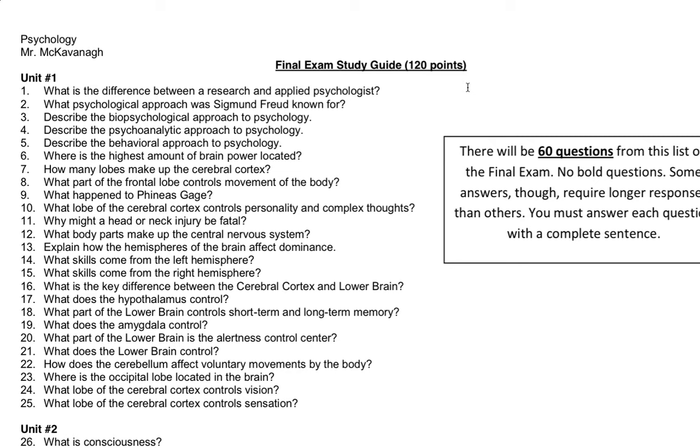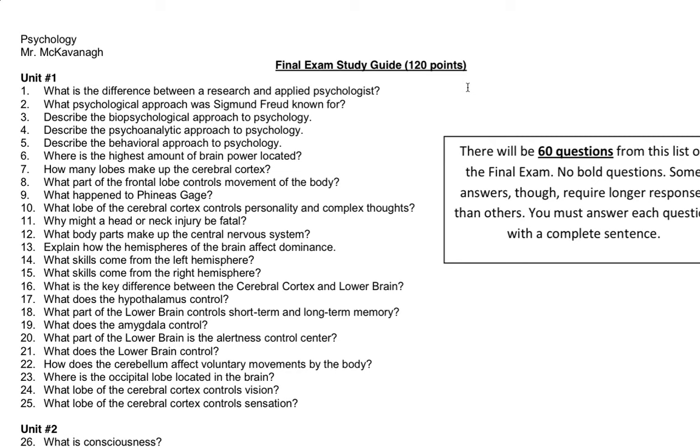What body parts make up the central nervous system for number 12? The brain and spinal cord. Number 13, explain how the hemispheres of the brain affect dominance. The left hemisphere of the brain controls your right side of your body, and the right hemisphere of the brain controls the left side of your body.